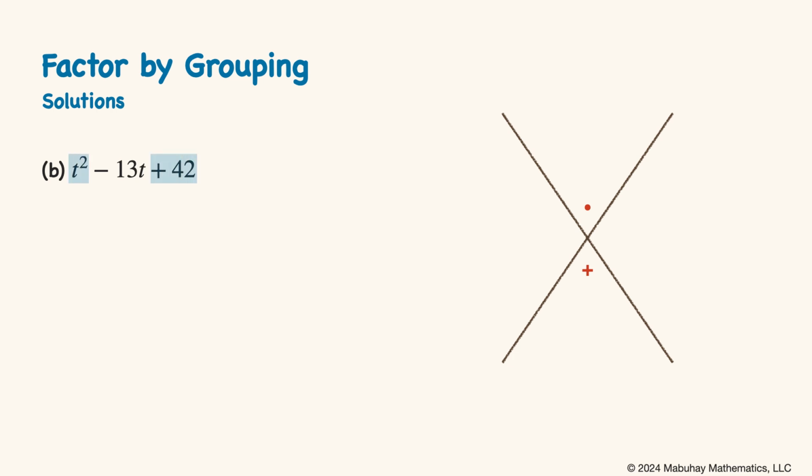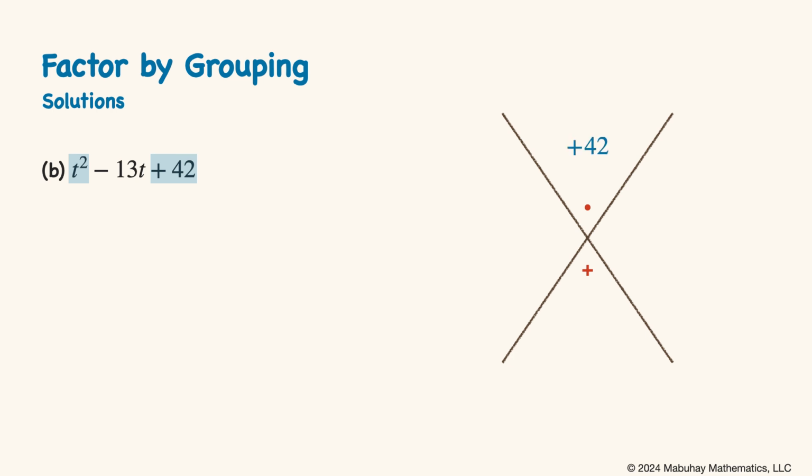And again, we need to remind ourselves of our goal. What we're trying to do is find a pair of numbers, and each number is going to go on either the left or the right of this figure. We need a pair of numbers whose product is equal to the product of the leading coefficient with the constant. In this case, the leading coefficient is 1 and the constant is 42.